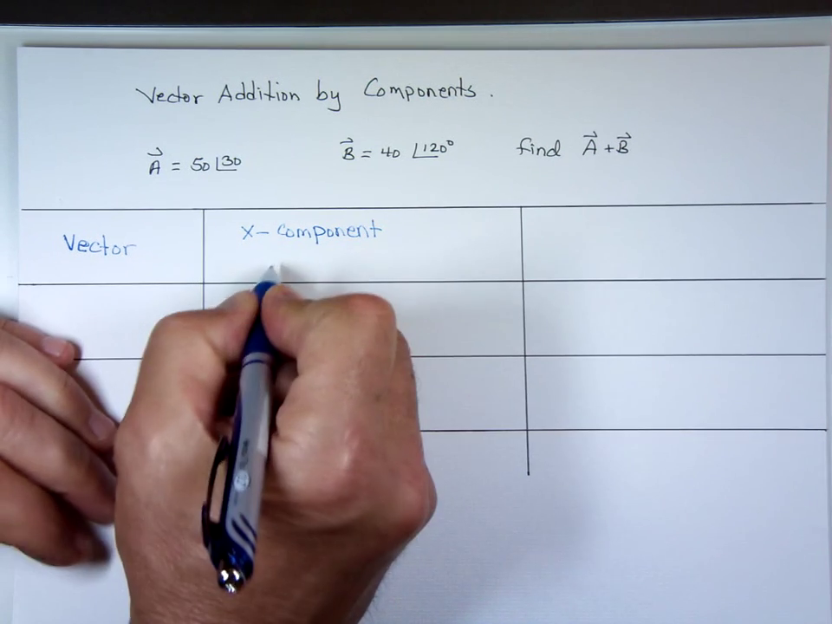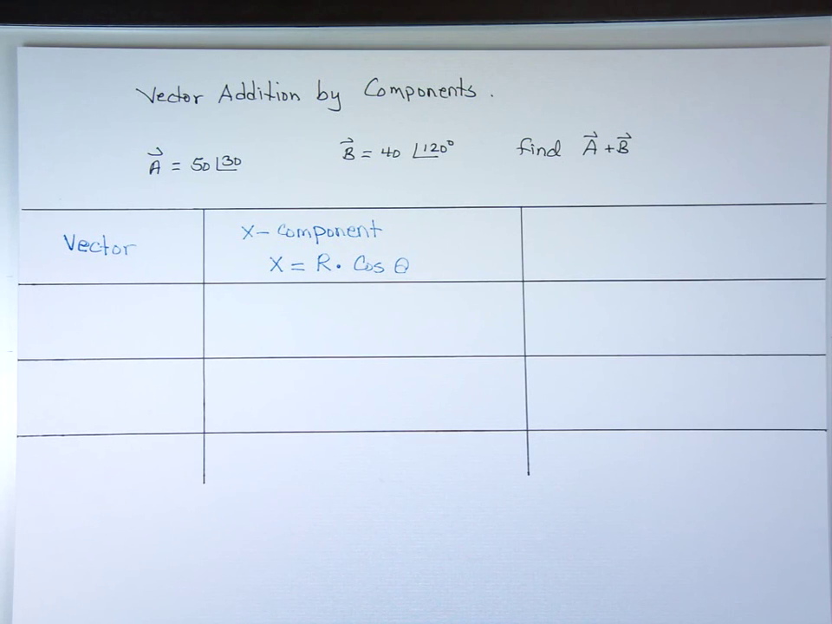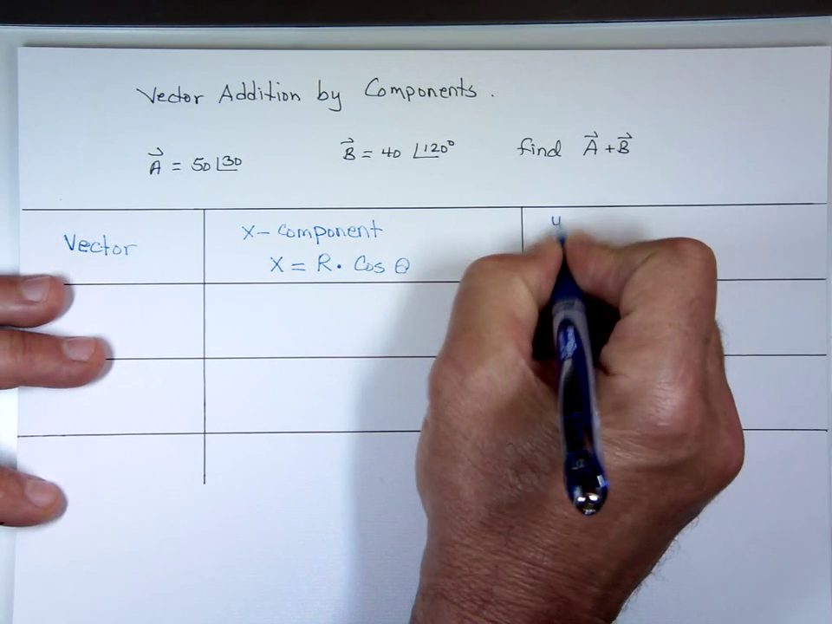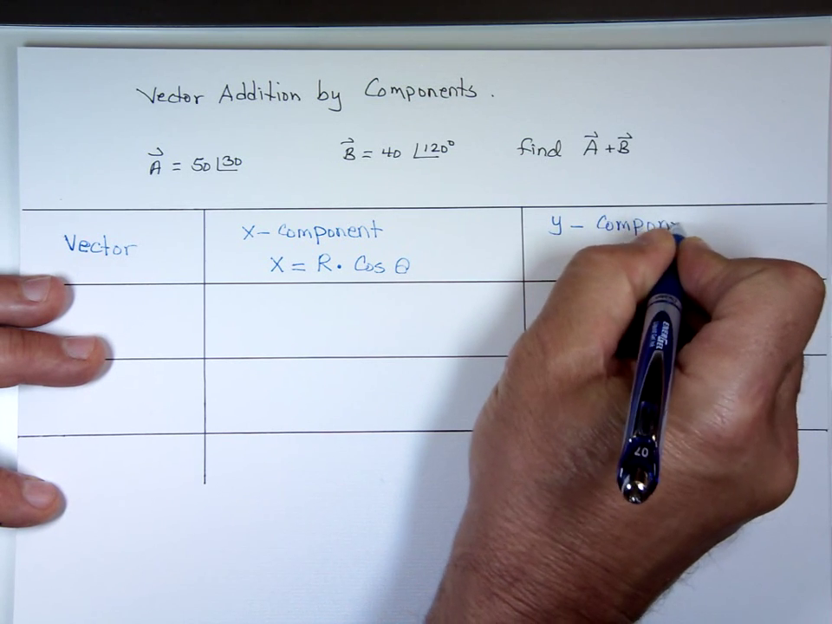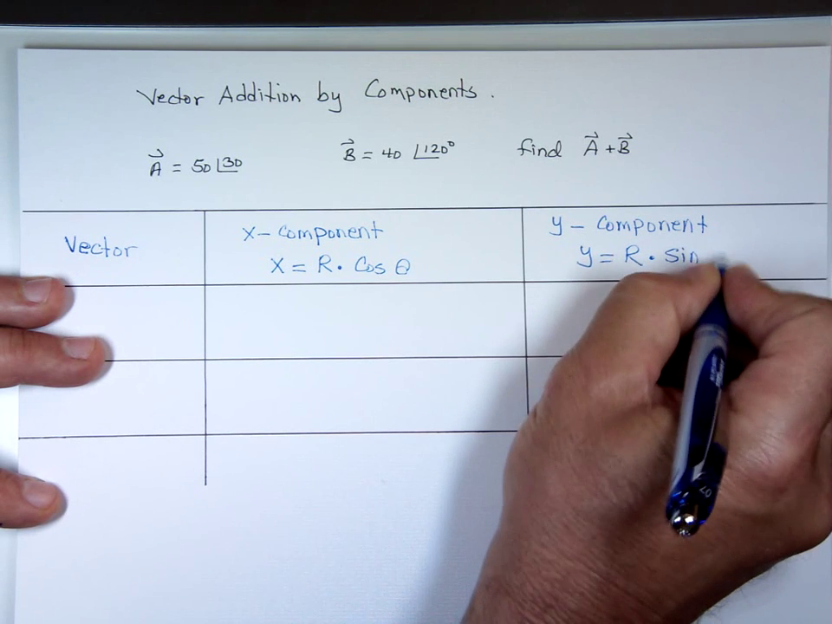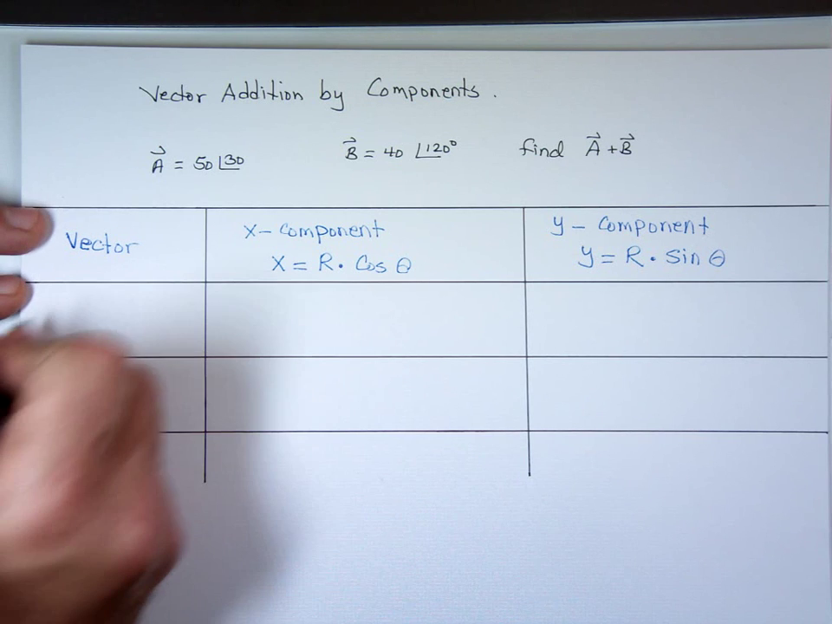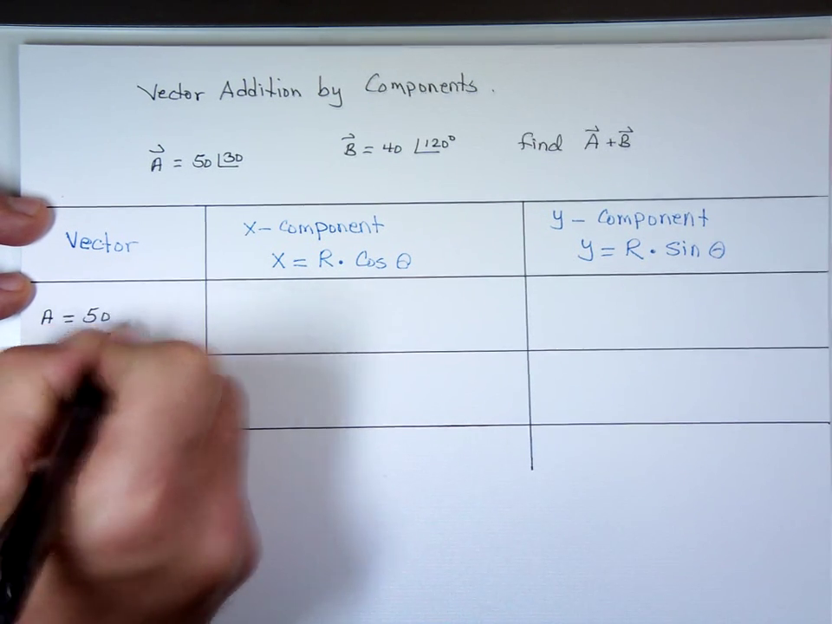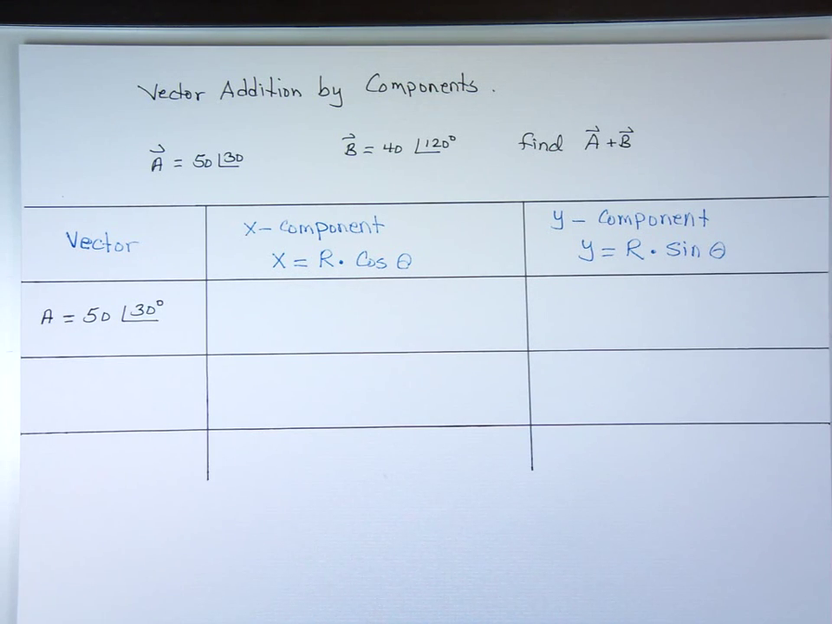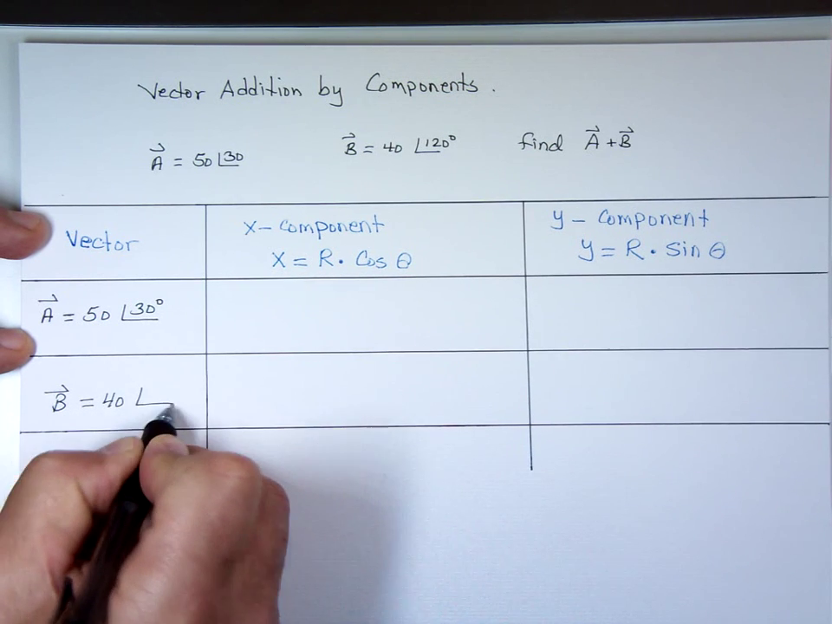In case you forgot, the x component is equal to what? R times cosine theta, just a reminder. And this one is the y component. And how do you find the y component? R times sine theta. How many vectors do I have? I have two vectors. I have vector A, which is 50 angle 30 degrees. And I have vector B, which is 40 angle 120.